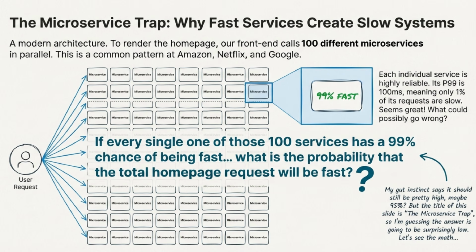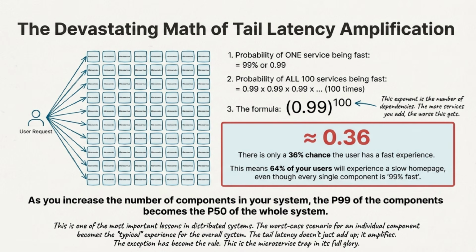Even if every single one of those 100 services has a 99% success rate of being fast, what is the probability that the total homepage request will be fast? It's not 99%. The math is 0.99 raised to the power of 100. Does anyone know what that is? It's roughly 0.36. Think about that.